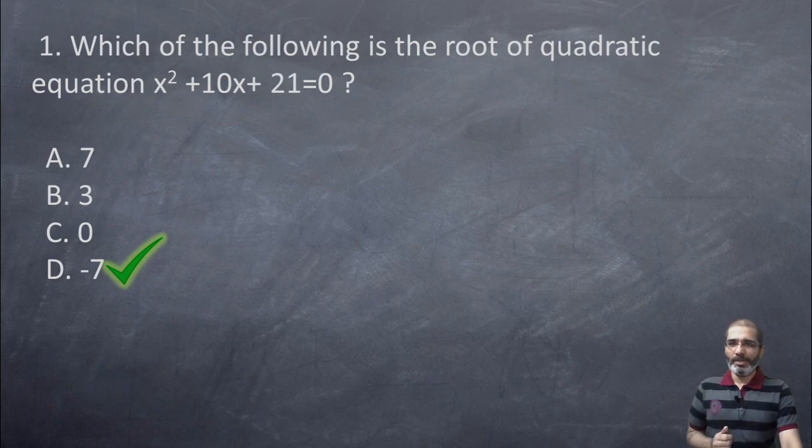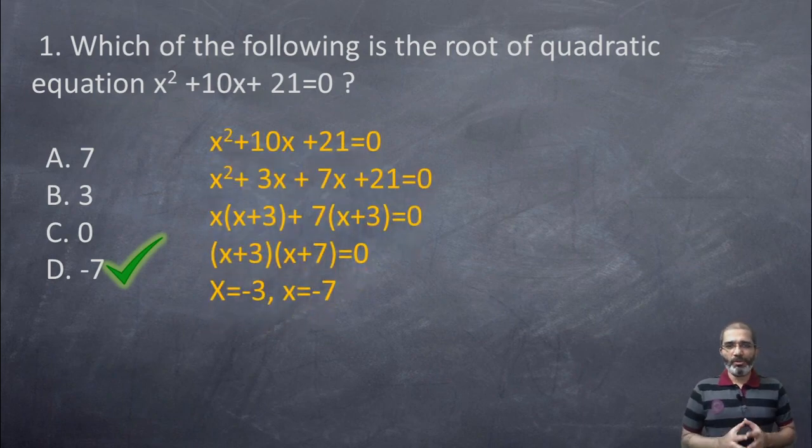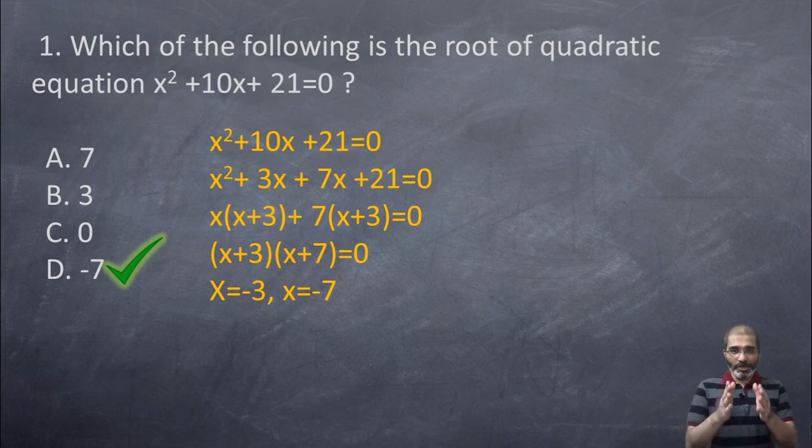How? Let's see. Now the question was we had to find the root of the quadratic equation. So what I'm doing is we are solving the equation by a factorization method. After we solve the equation, you can see we get two answers, that is -3 and -7, and out of all the options, -7 is the answer.